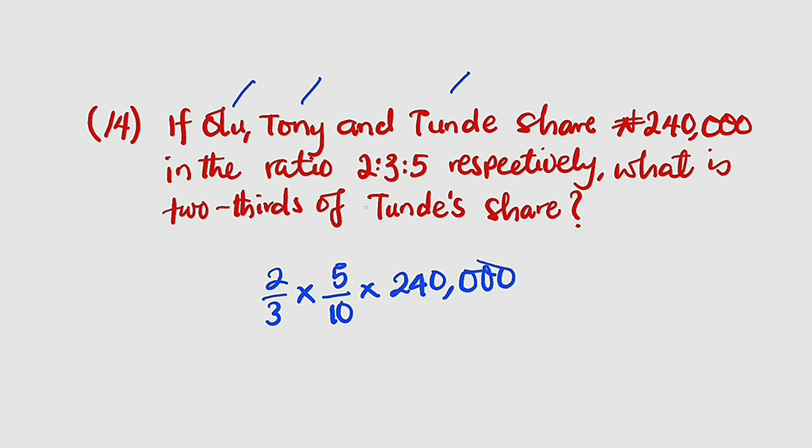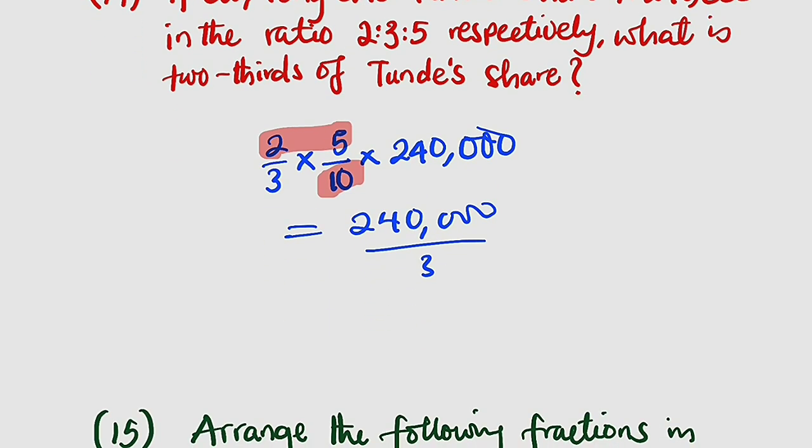240,000. So you can see that 2 multiplied by 5 is 10, so it will cancel this 10. All we have is 240,000 divided by 3. And 240,000 divided by 3 is exactly 80,000 naira. Therefore, 2/3 of Tunde's share is 80,000 naira.